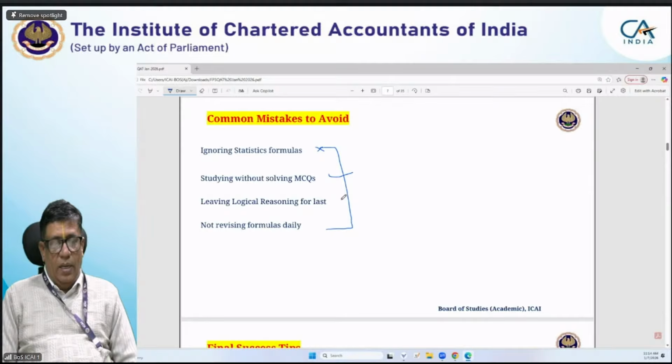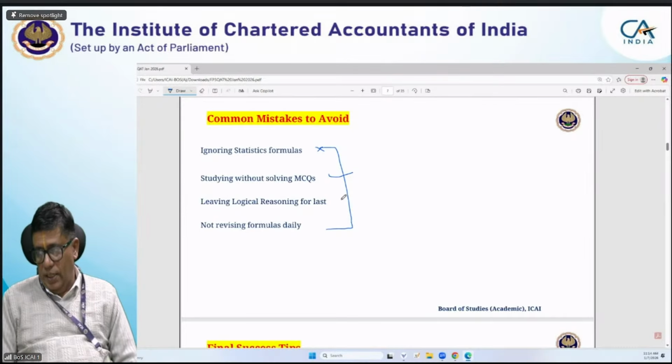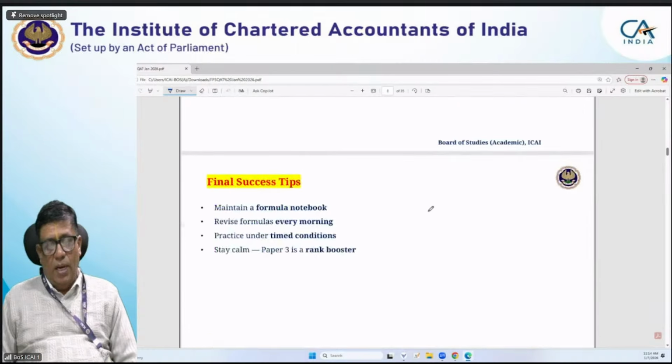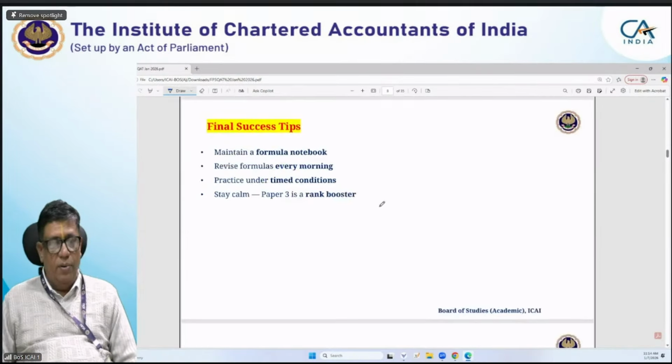And revising the formulas daily, specifically from the chapters of statistics and mathematics, is very important, and will be helpful for you in writing the examination. Especially as quantitative aptitude is an application-oriented paper, it will definitely help you.